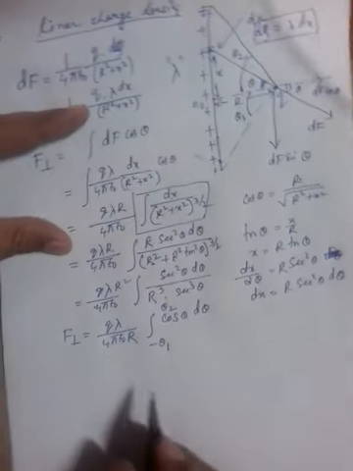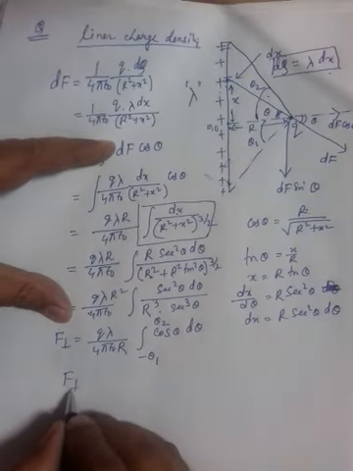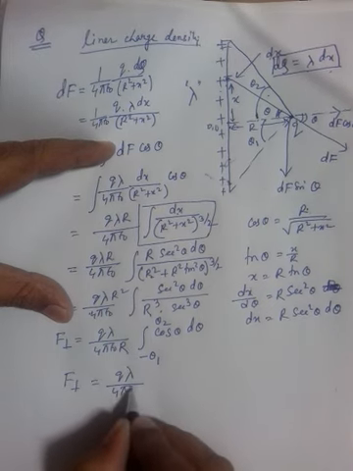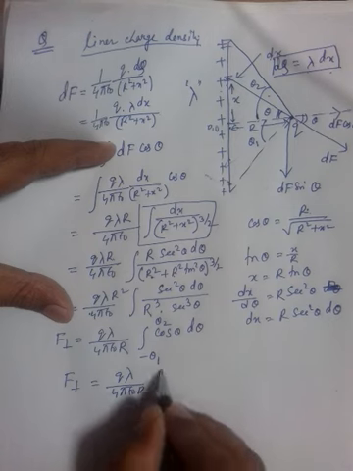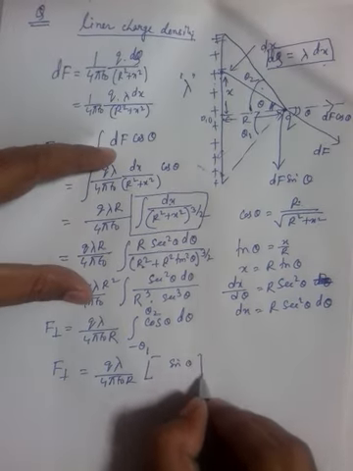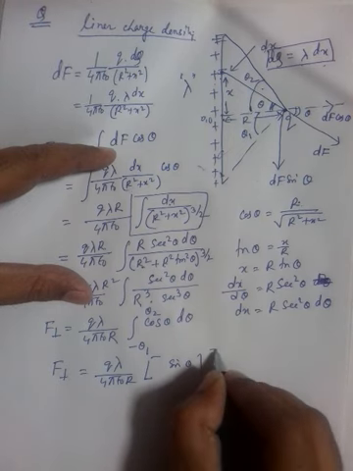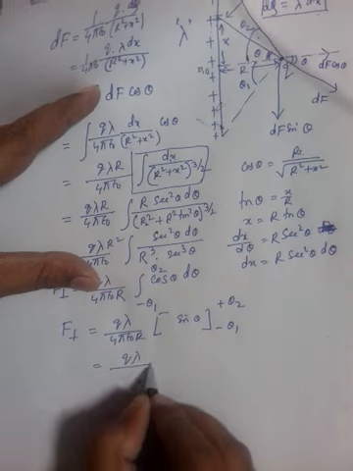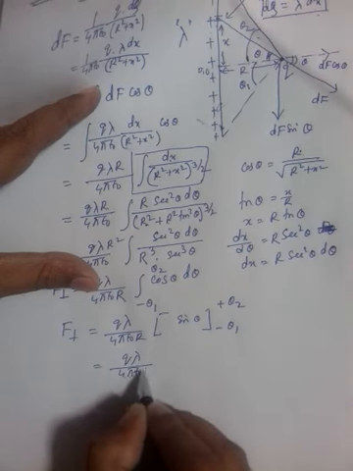Just relate to the drawing. So the force in the perpendicular direction is qλ/(4πε₀r) times cos θ, on integration sin θ, with limits from minus θ₁ to θ₂. So it will be qλ/(4πε₀r).